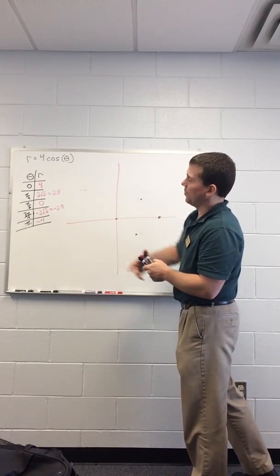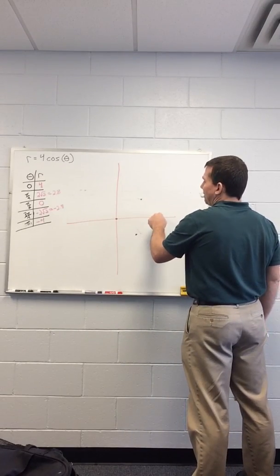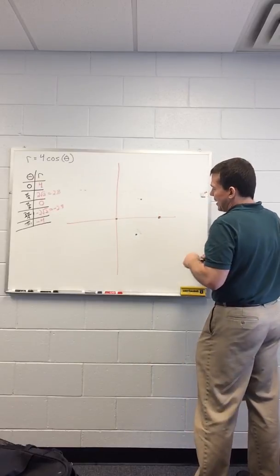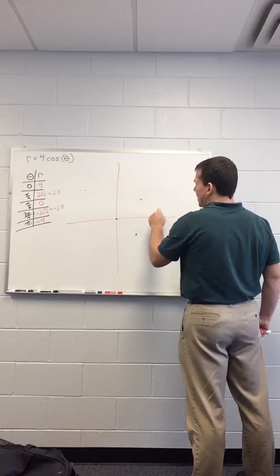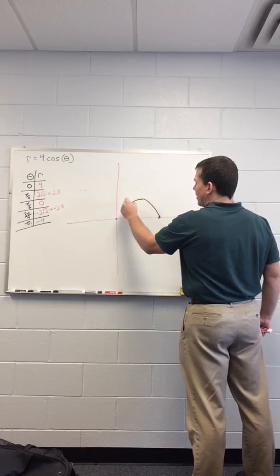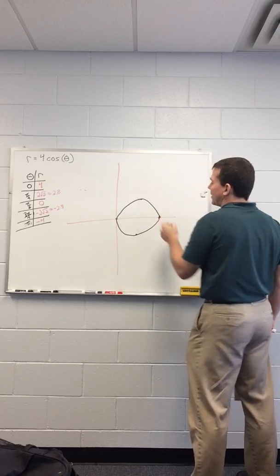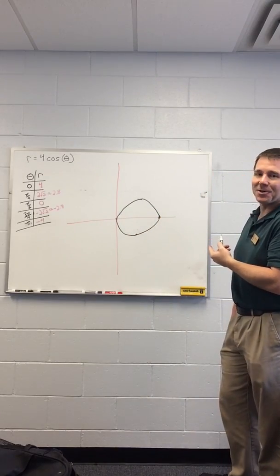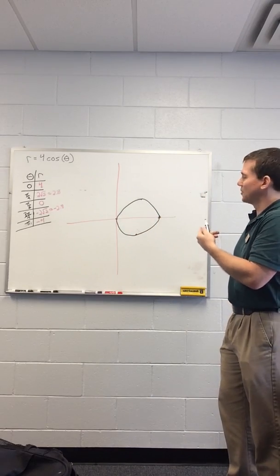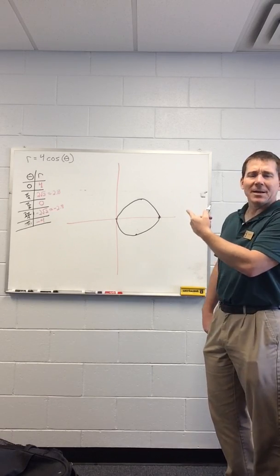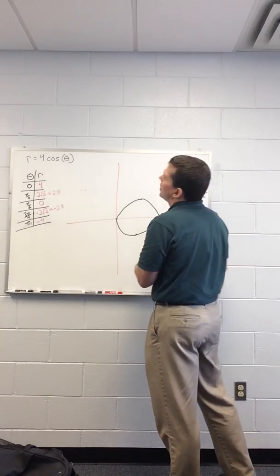And you can plug in more points after pi, but it would seem logical that this pattern is going to keep repeating. And essentially what happens is I start here, then I go up here, then I go over here, then down here, then up here, and keep going. And I get a circle, or at least the closest approximation to a circle that I can draw.